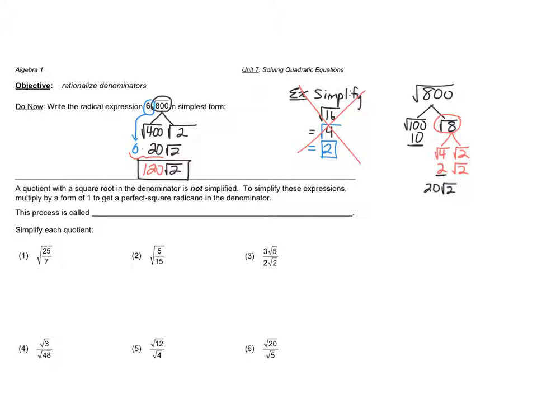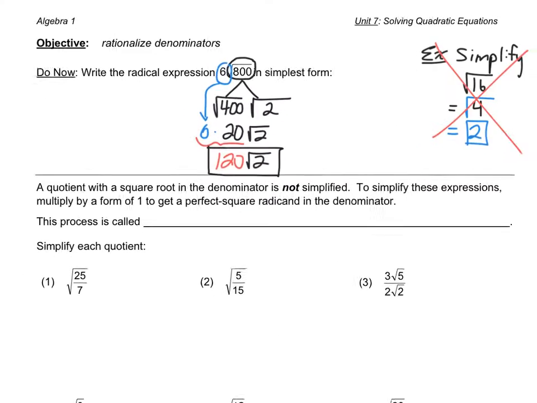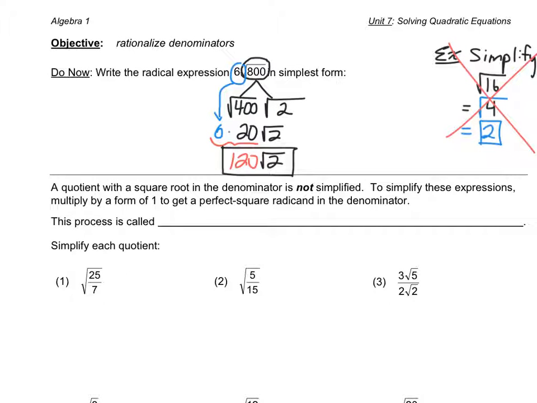Now, one skill that can be useful is the idea that they say that you shouldn't have a radical in the bottom of a fraction. I'm still struggling on why that's necessarily the case. So this is called rationalizing the denominator.